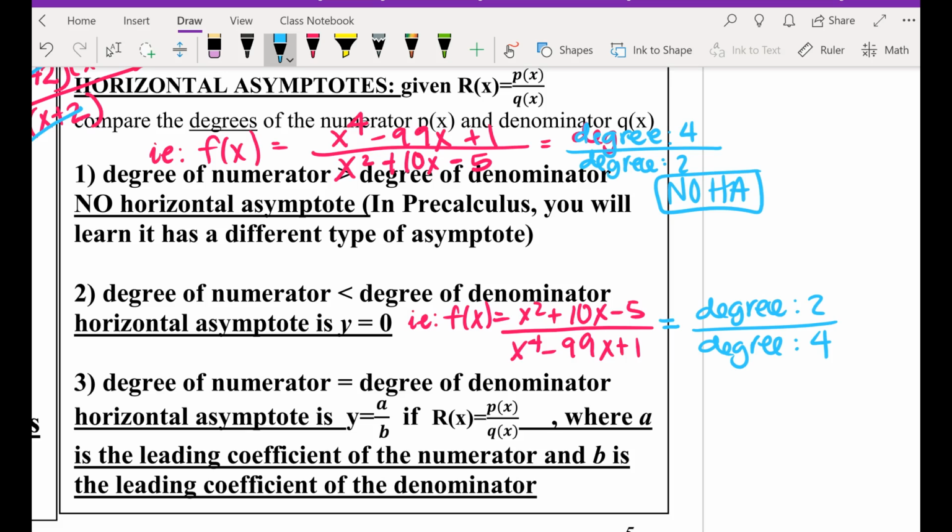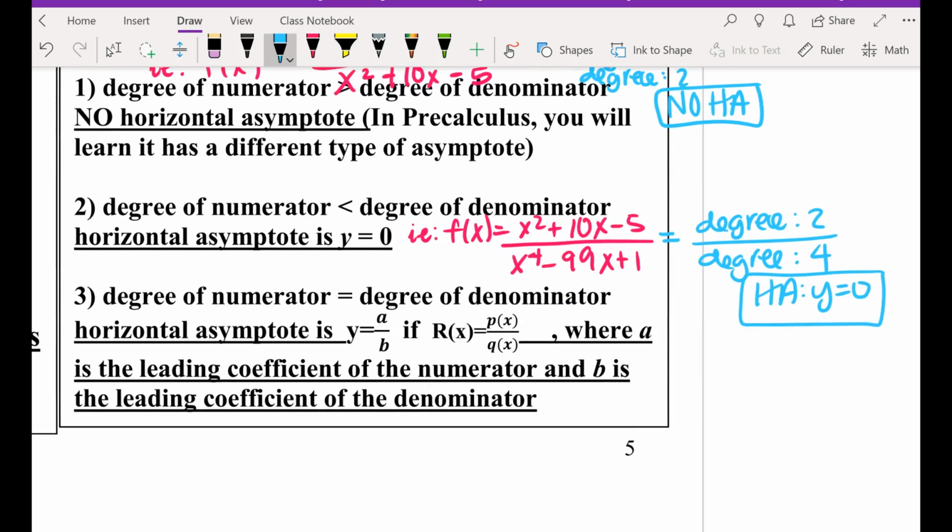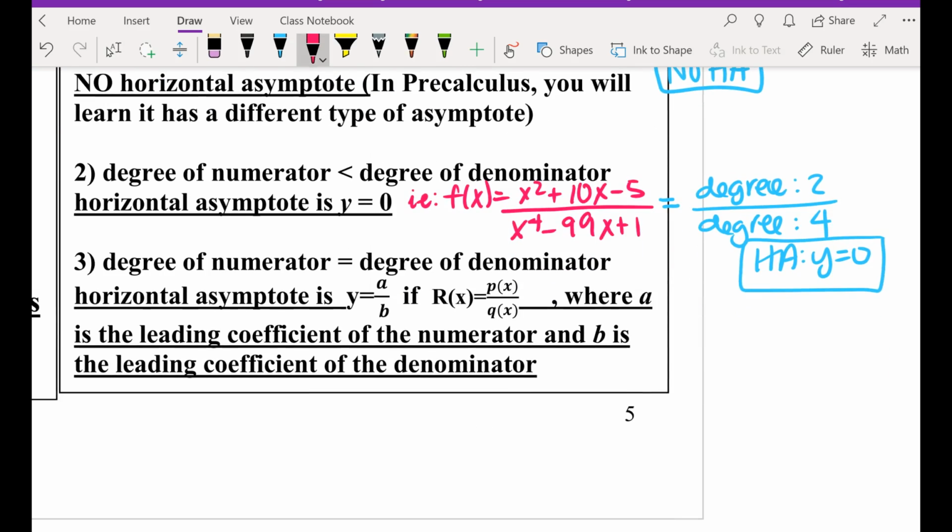So in this case, the degree on the top is less than the degree on the bottom. Do you agree with the statement? Therefore, would you have an HA? Yeah. What's your HA? 0. That's right. But make sure we write y equals 0 because it's a horizontal line. It's a dashed line that we use.